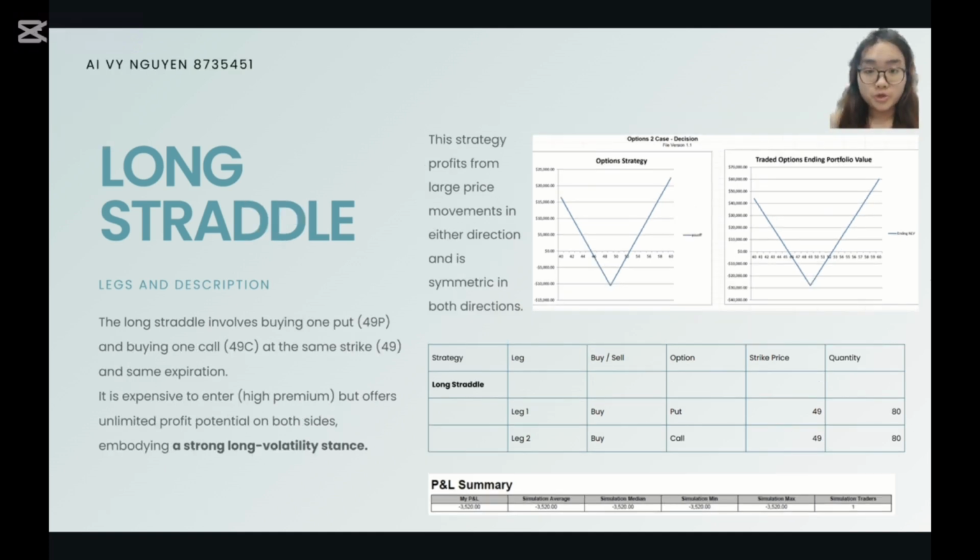Next, the long straddle. It combines a 49 put and 49 call, both at the same strike, to profit from large price swings in either direction. Its payoff is V-shaped, giving unlimited upside and limited loss equal to the premiums paid. In the simulation, the realized P&L was a loss of 3,520, showing that the underlying stayed near the strike. So both options lost value as expected under low volatility. Compliance and trading limits were met with no fines. Overall, this strategy performed exactly as theory predicts. It only becomes profitable when volatility rises sharply or prices move decisively away from the strike.